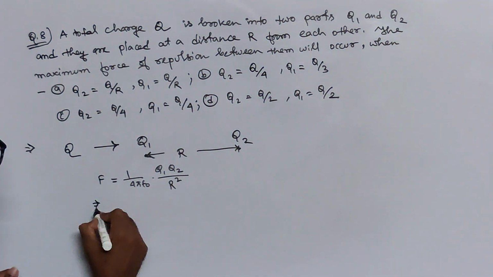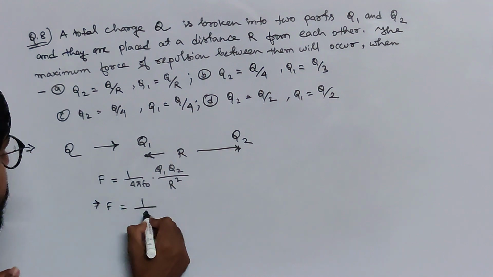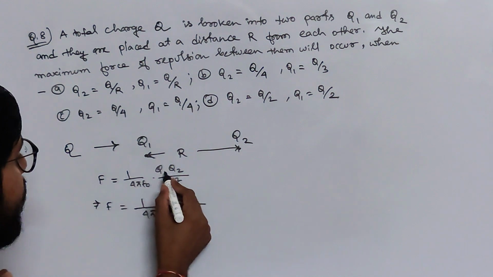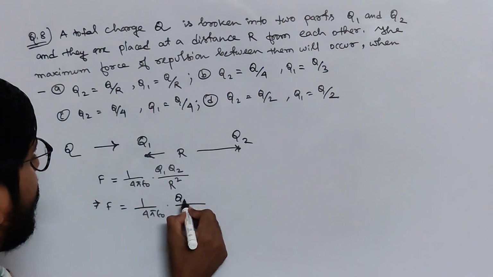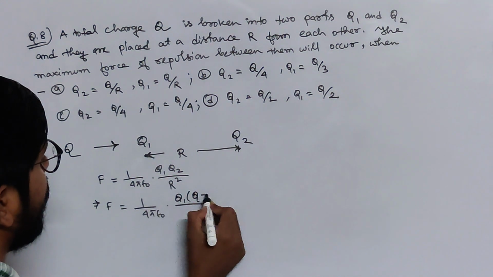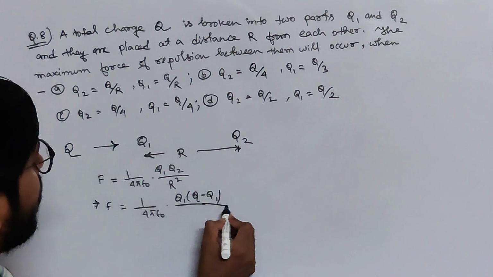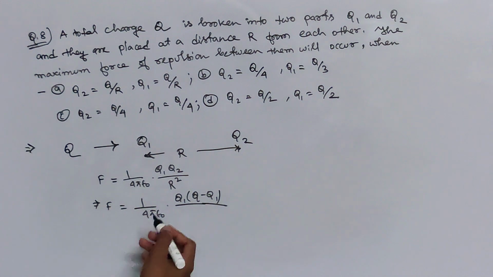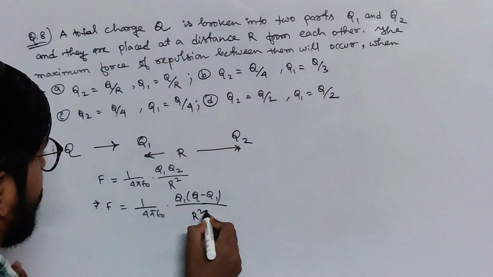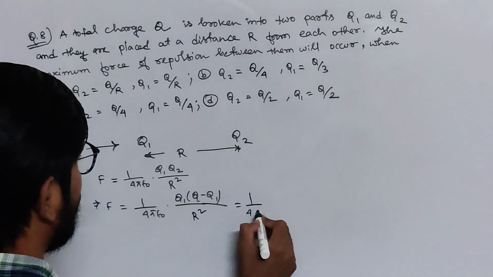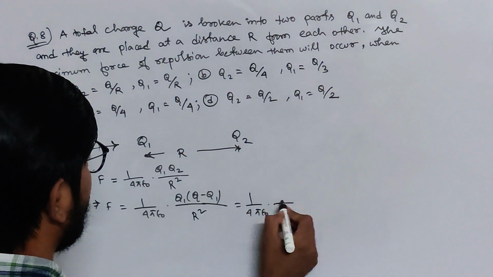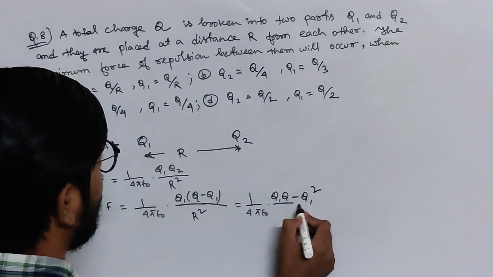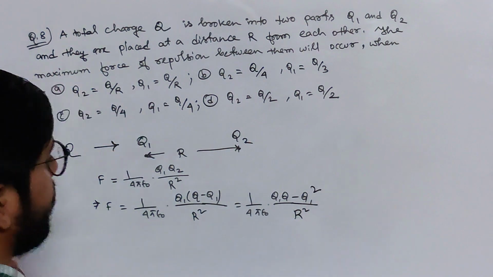Now this F will be 1 by 4 pi epsilon naught, let's say q1, and what will be q2? Q2 will be simply q minus q1, right? Because q1 plus q2 is equal to q, so q2 will be q minus q1, divided by r square. Or I can write it as 1 by 4 pi epsilon naught q1 into (q minus q1) divided by r square.